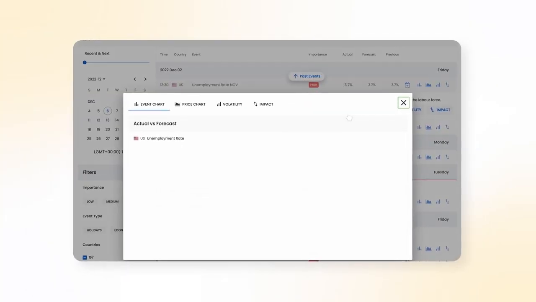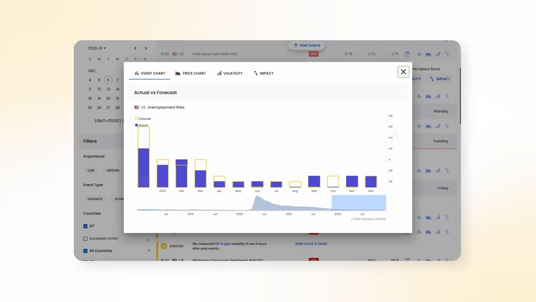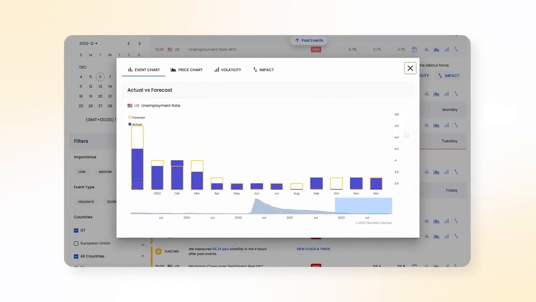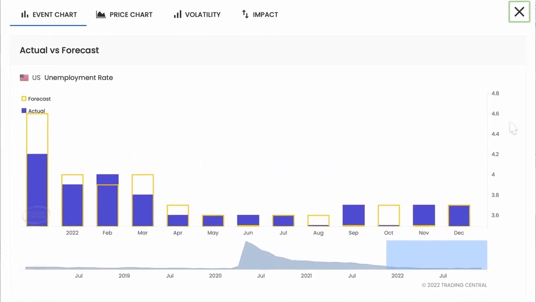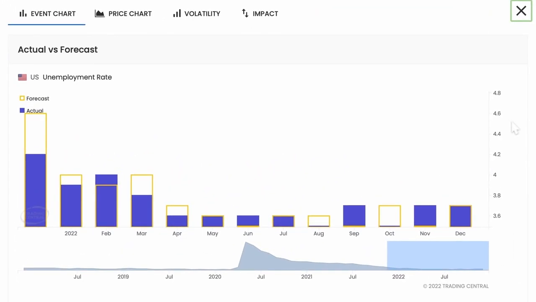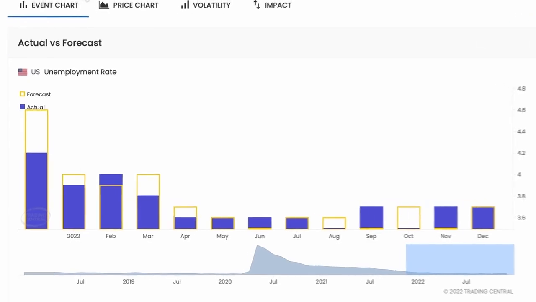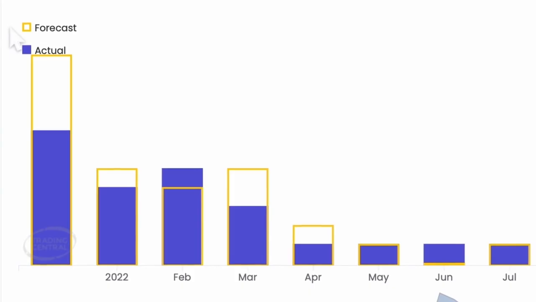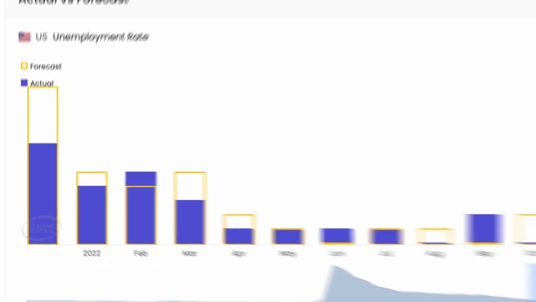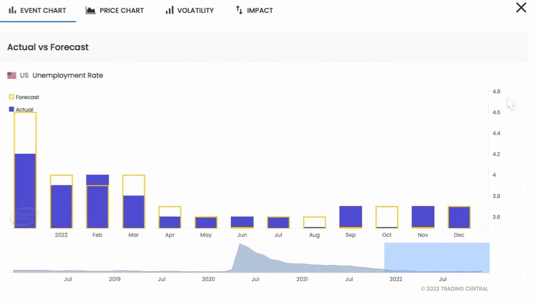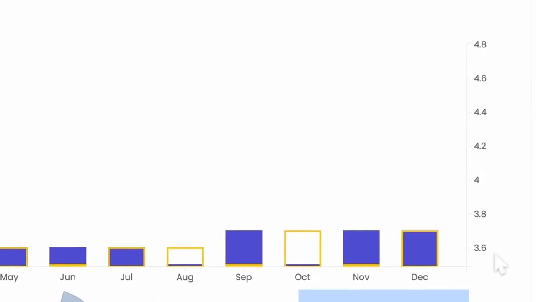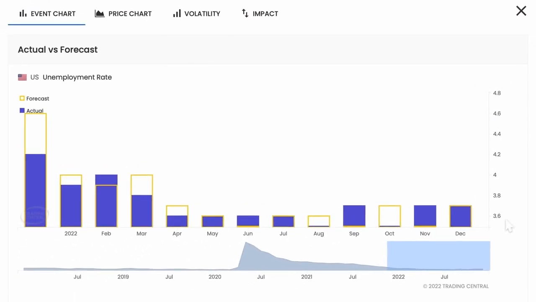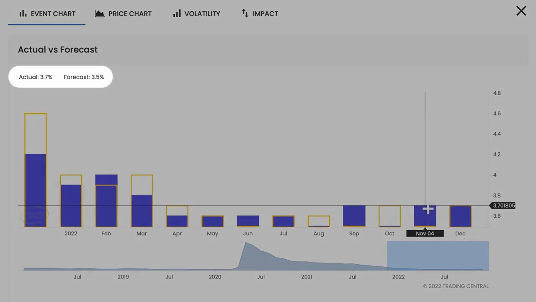Select the event chart to dig into the details on the actual and forecast values that have occurred on previous instances of this event. Here we're looking at the event chart for the unemployment rate in the United States. We can see the forecasted unemployment rates in yellow compared to what was announced as the actual rates in purple. A country's unemployment rate is measured as a percentage, shown along the y-axis. Hover over the bar to view the forecasted and actual rates in the top left.